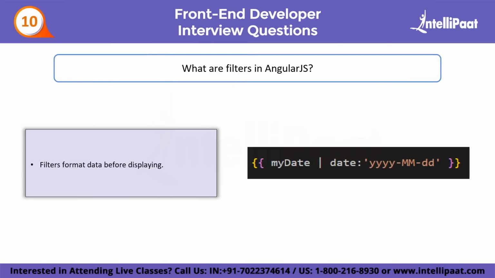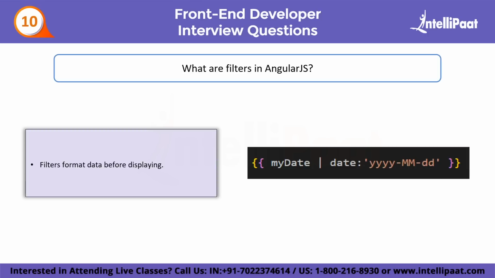Moving on to the next question. What are filters in AngularJS? The answer to this question is, in AngularJS, filters are a way to format or transform the data displayed in the view. They can be used to modify the appearance of data before it is rendered to the user. Filters are especially useful when you want to present data in a specific way without modifying the underlying data.